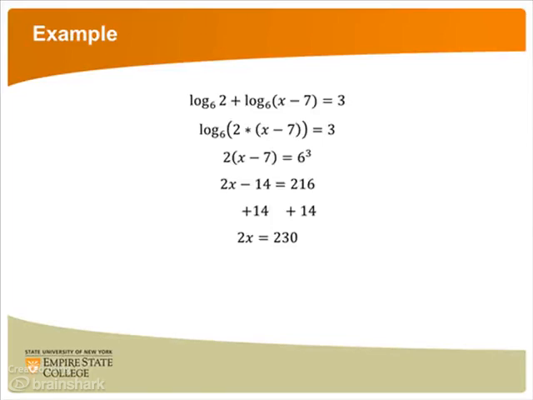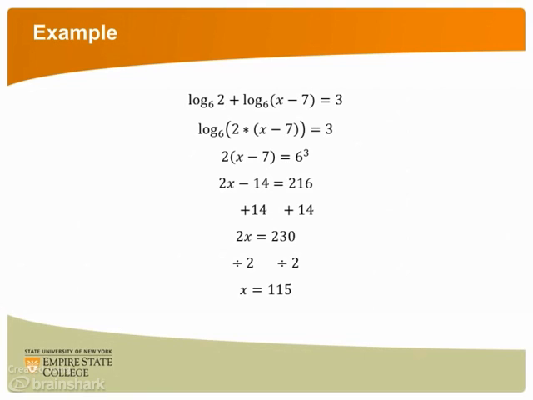This leaves us with 2x equals 230. Divide both sides by 2, so x equals 115. Checking our original variable expression, 115 minus 7 is clearly positive, so we have found our solution.